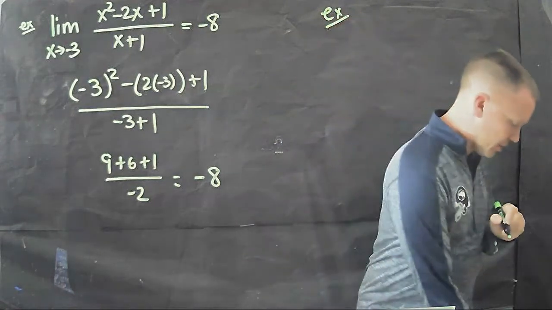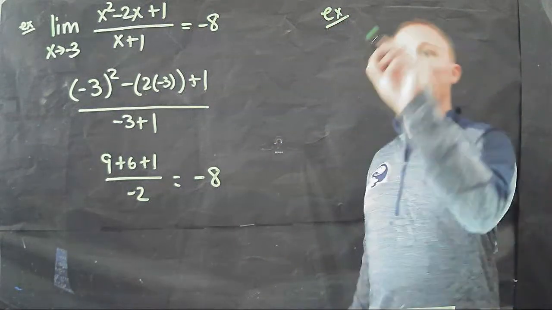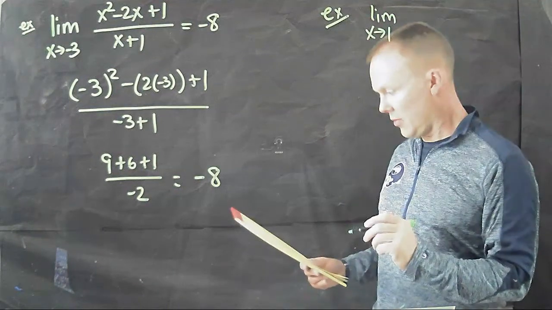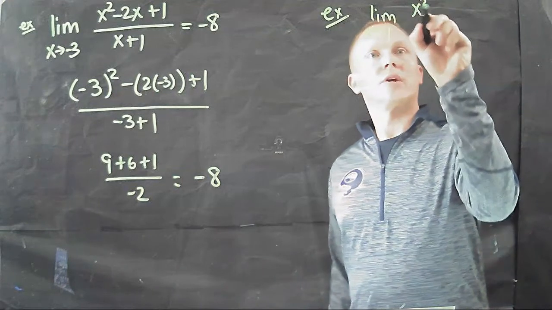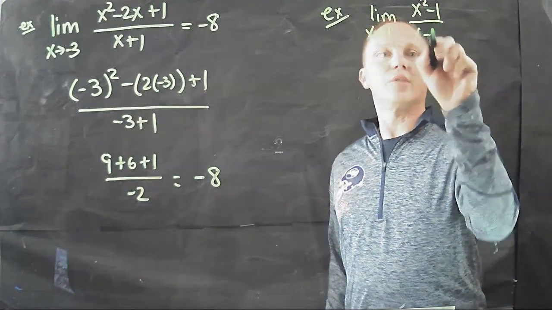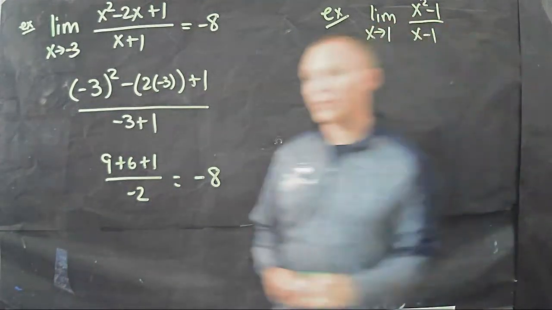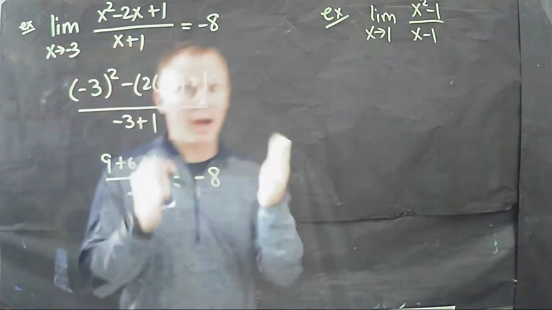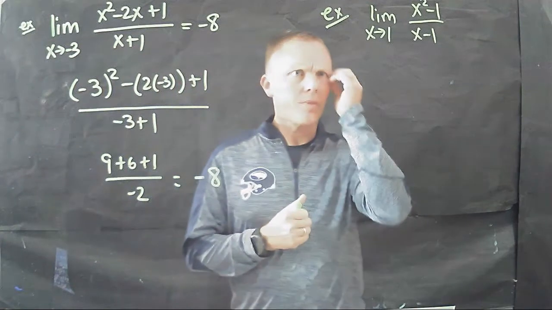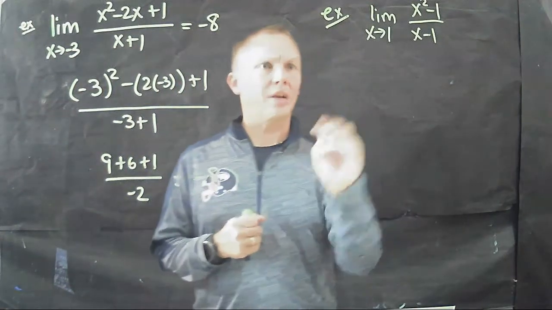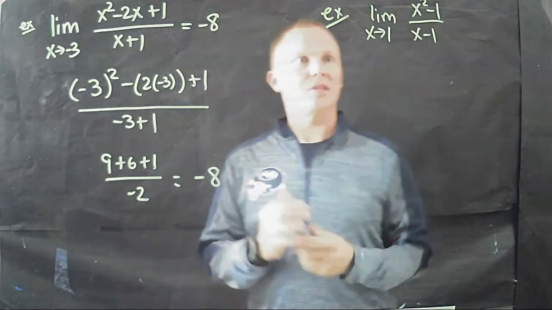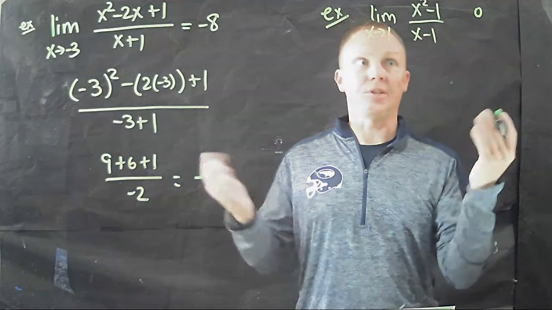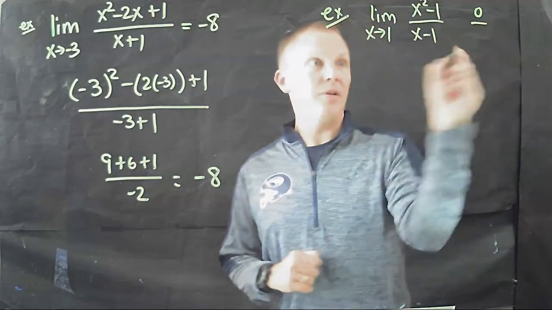The limit as x goes to 1 of x squared minus 1 over x minus 1. Okay? So now, let's look at this. I can't just plug in 1 into this because this thing falls apart at 1. If you plug in 1 in the numerator, you get 0. You plug in 1 in the denominator, you get 0.